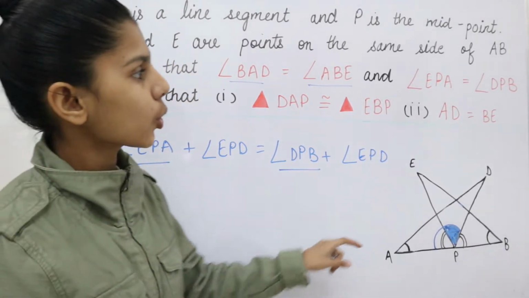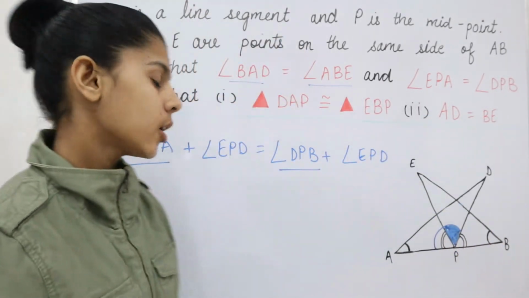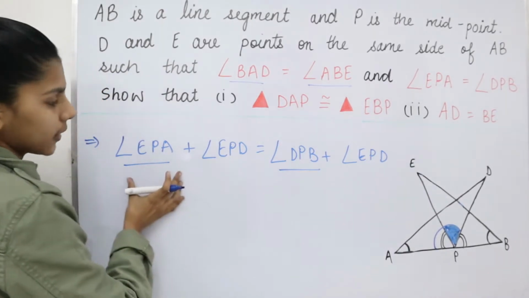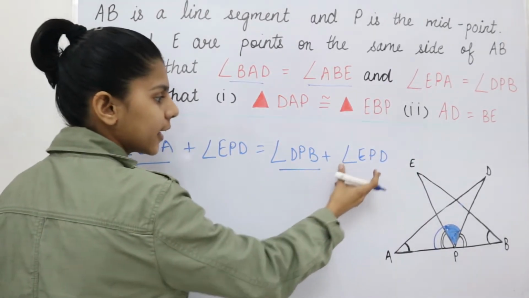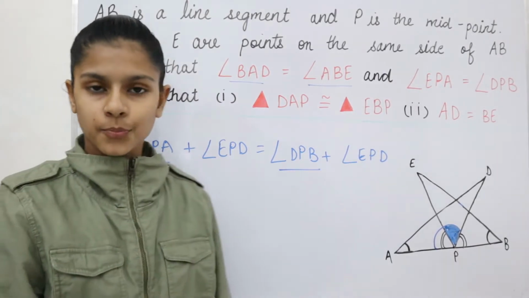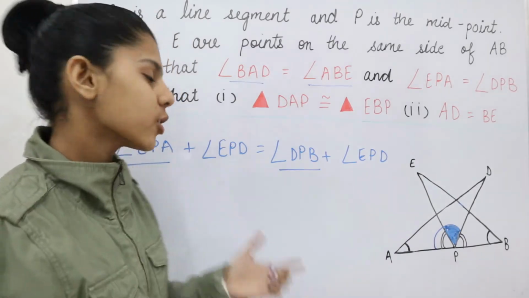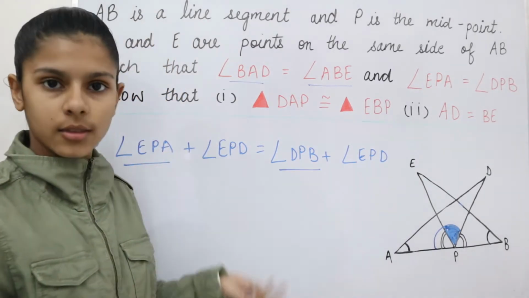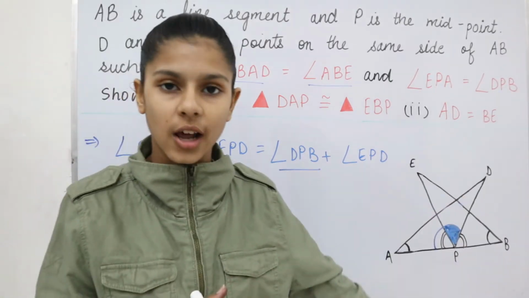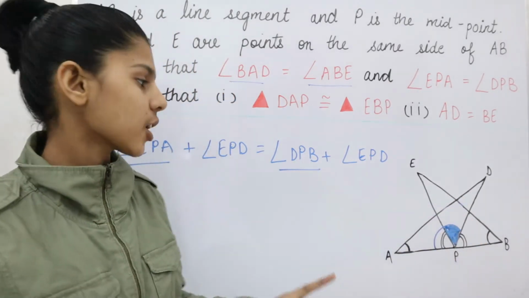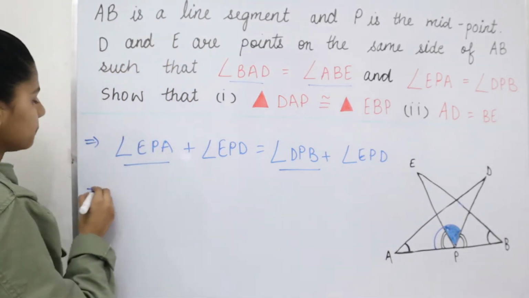So after adding in both the triangles, these both angles are equal, it is given in the question, it is given in the figure. If these both are equal and we are adding the same angle in both the triangles, the result will not change and they will remain equal, because we are adding the same thing in both. So what can we write?